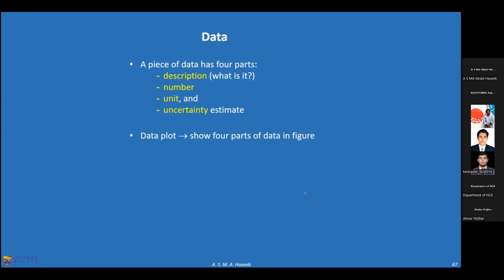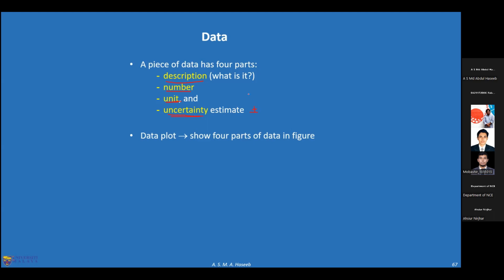In results, obviously, you will convey the data, and you have to keep in mind that each data has 4 characteristics. It has a description, the characteristic, the nature of the data, then it has a number, and typically it will also have a unit. And then when we measure something, we know that we cannot measure it with 100% accuracy. That is impossible. So there will be some error, some uncertainty. So you have to measure that uncertainty, and then you have to show it as plus minus the error that you have.